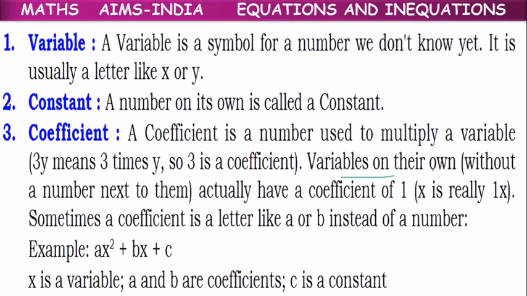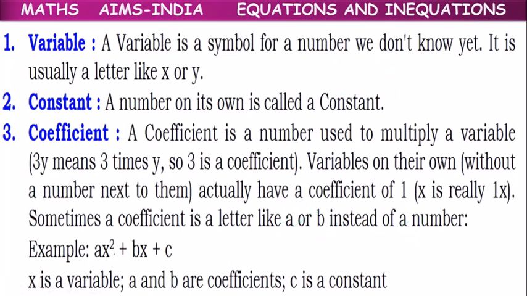So variables on their own without a number next to them, like 2x, 3x, if there is only a variable like x, they will have a coefficient of 1, because x can be written as 1 into x, 1x. Sometimes coefficients are represented by English small letters like a, b, instead of a number.